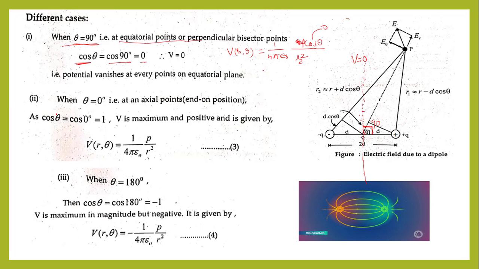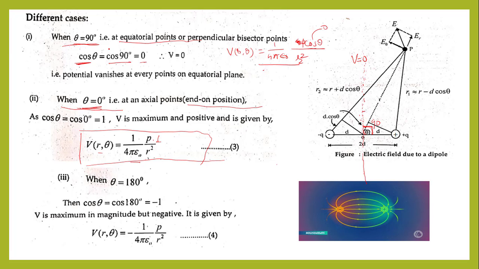Now the second points are the points for which theta is 0. These are called the axial points, okay? We also call them end-on points. So for this theta is 0, and for that this is the general expression. The value of theta is 0, cos 0 is 1 actually. So for that the potential is given by 1 over 4 pi epsilon naught, p over r squared, because cos theta has now become 1. So the potential is maximum for these points.